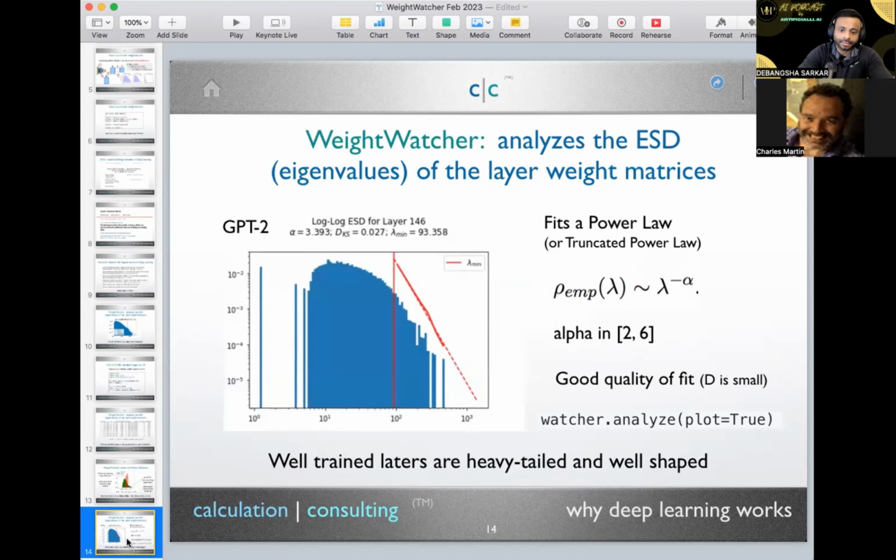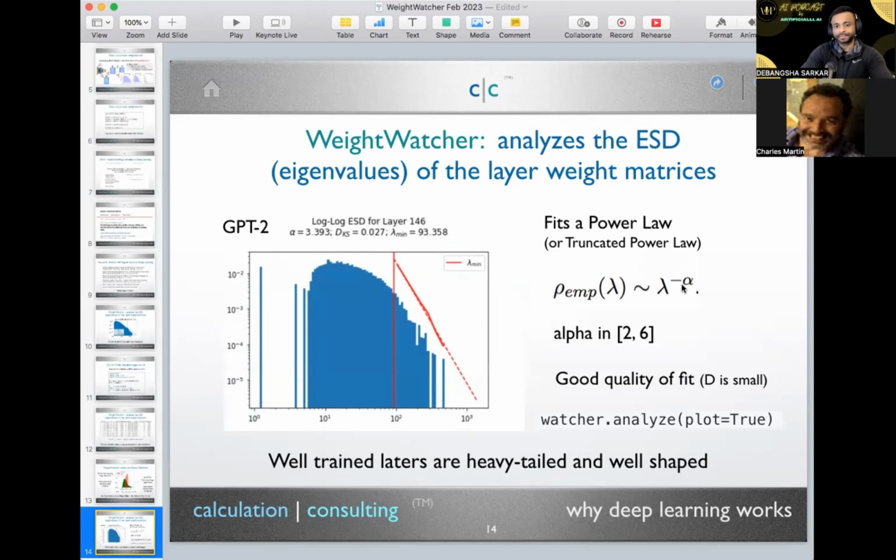So here's an example of a typical weight matrix. This is the layer, I think it's GPT-2, of course it's GPT-2. And you can see that the spectral density fits a power law. If you plot a density of the eigenvalues, they scale as lambda to the minus alpha. So alpha is what we call the power law exponent, and typically alpha is in the range of 2 to 6. That's important. This is a critical idea.